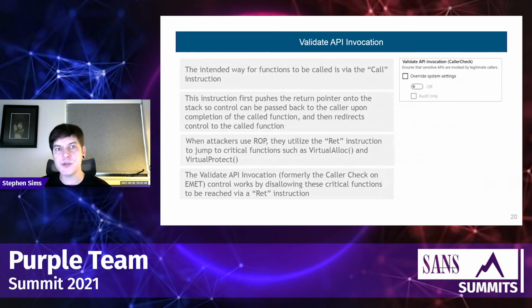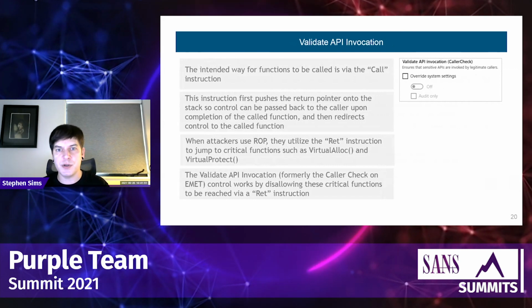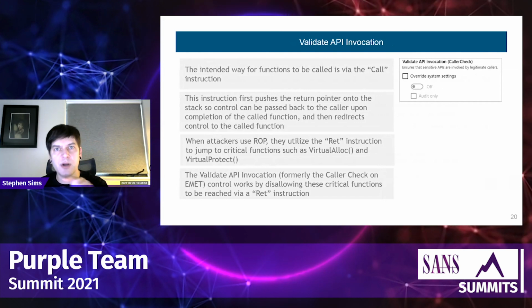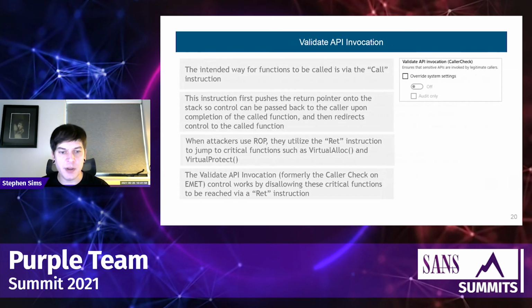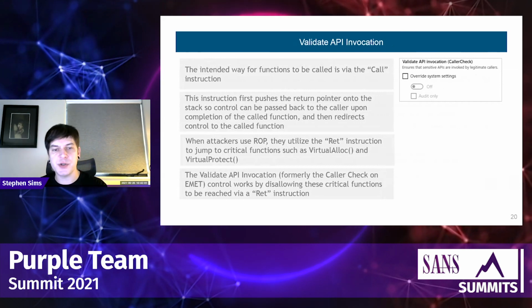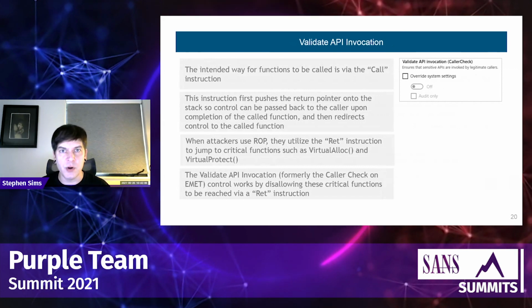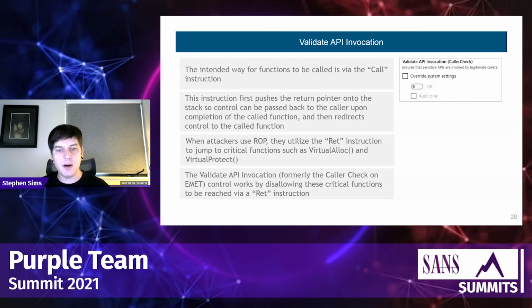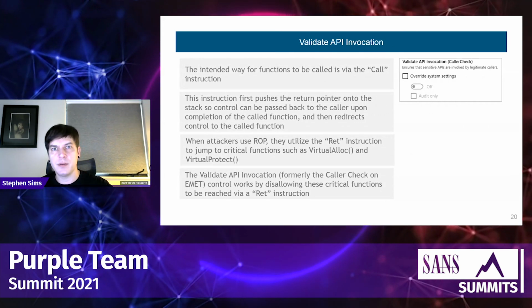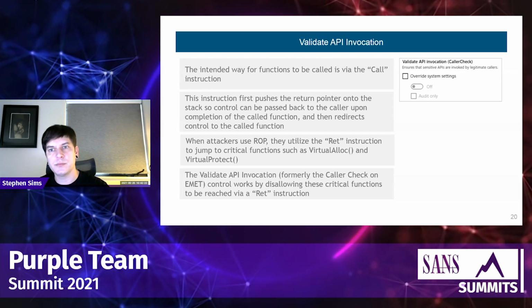Validate API invocation. Like it says, the intended way to call a function is by using the call instruction. It's not normal to return to the start of a function. So with return-oriented programming, we're trying to use the ret instruction to return to code sequences to accomplish some small piece of an overall goal. We string together these code sequences and we rely heavily on the return instruction. What this says is if we are going to a function entry point, validate that we are reaching it through a proper channel, like a call instruction.